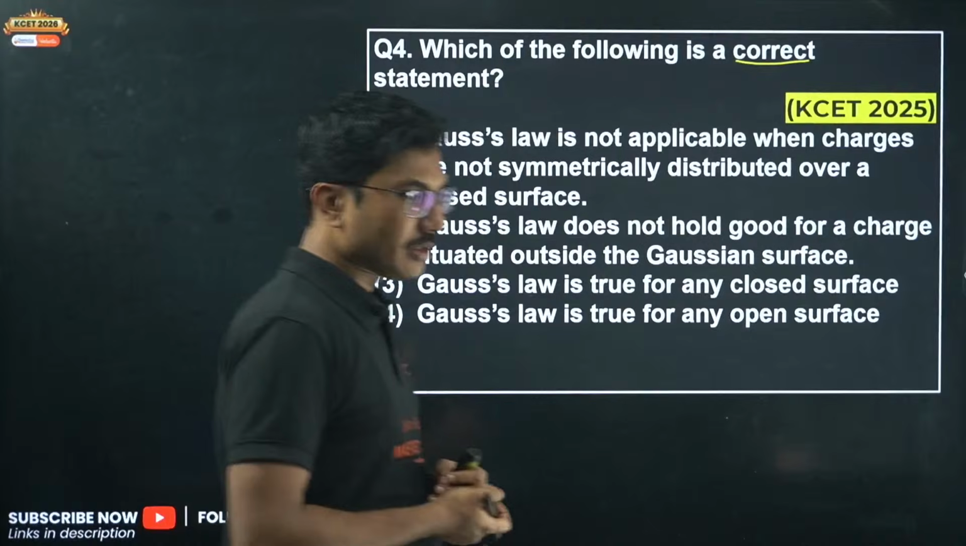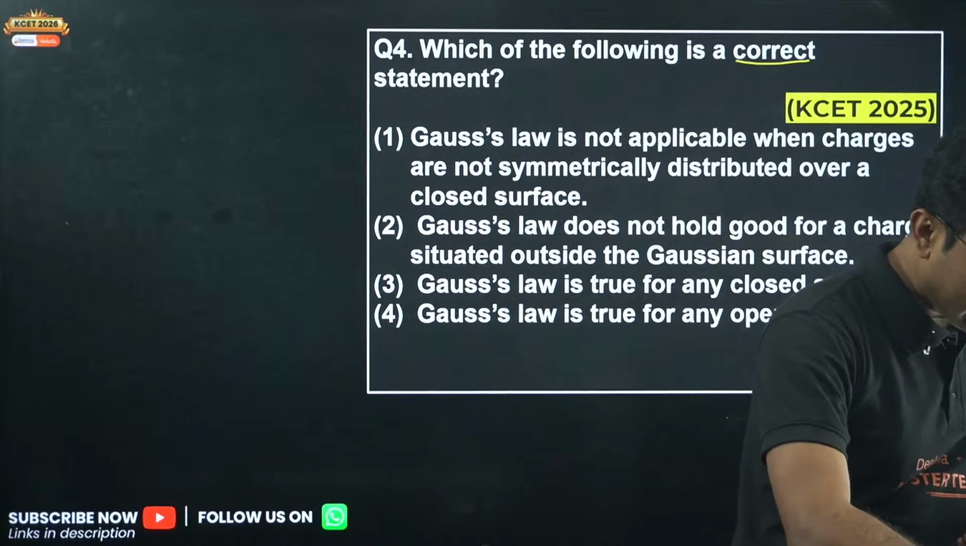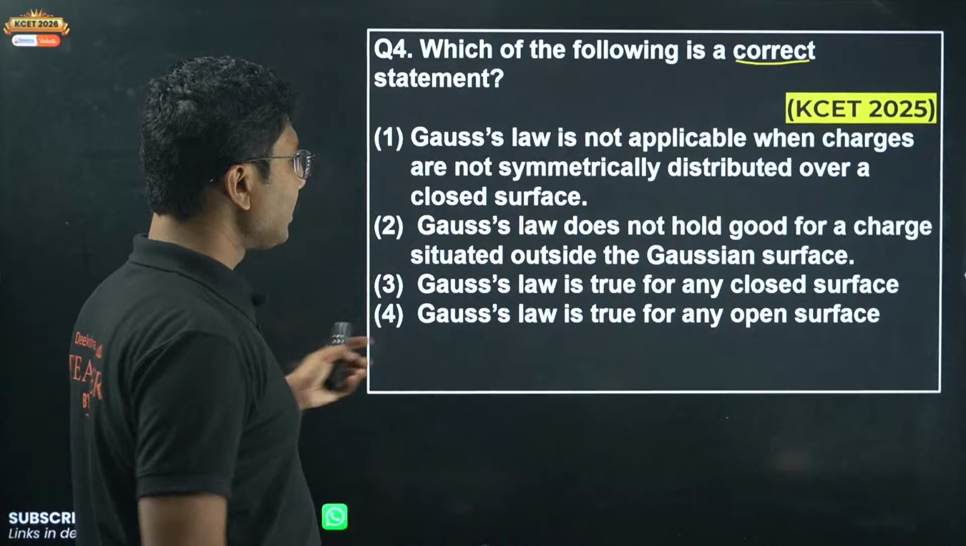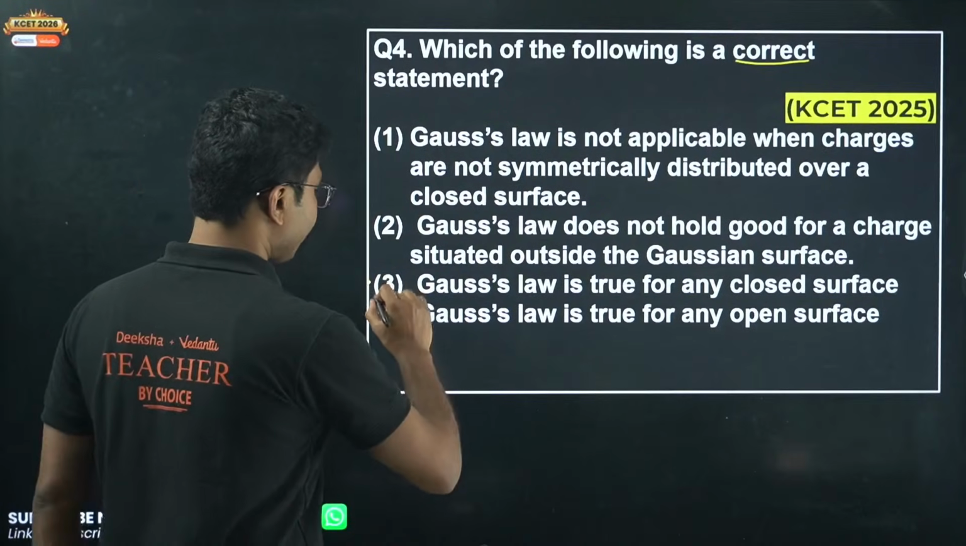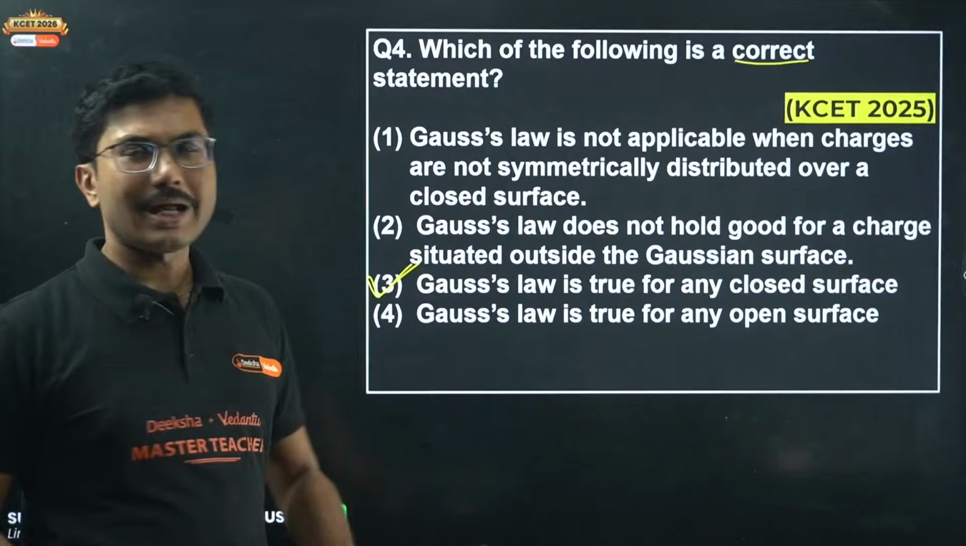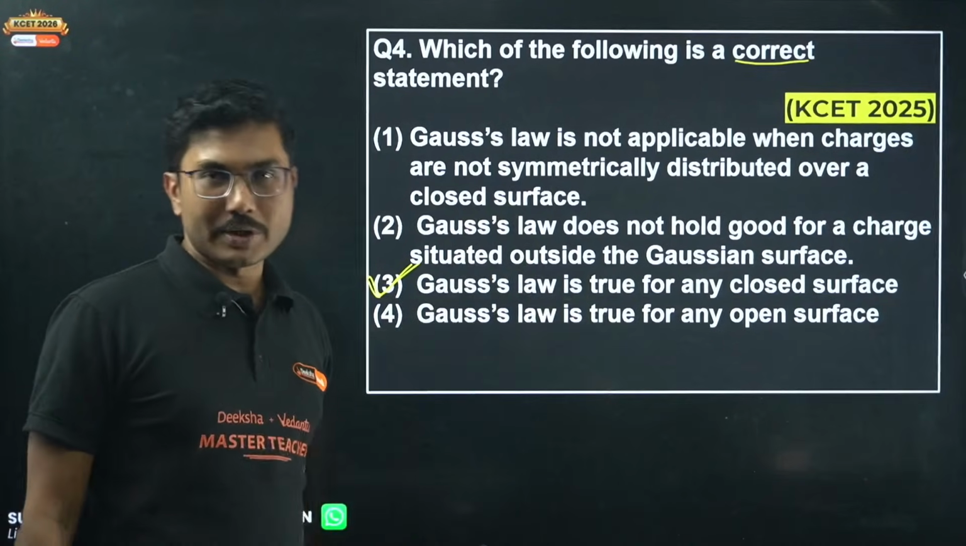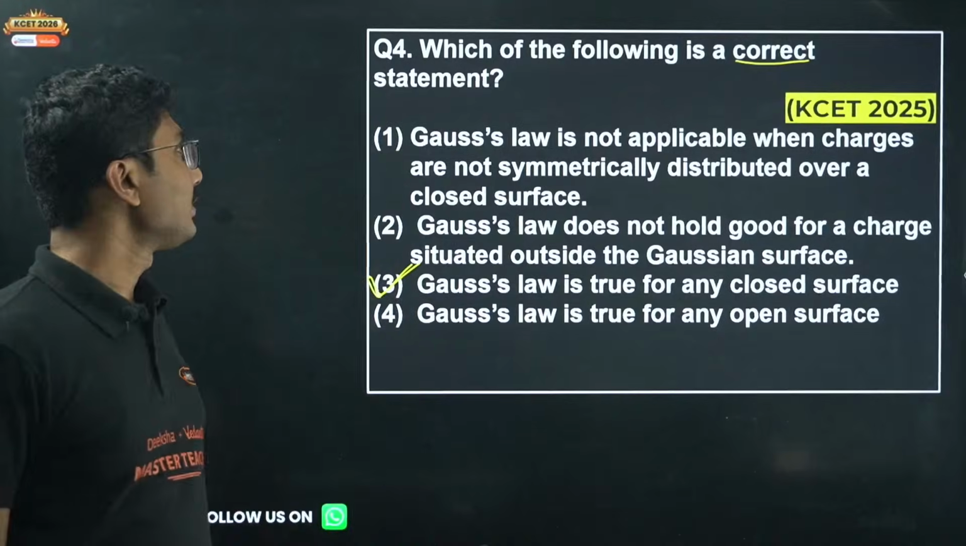Now let's see question number 4. Option C. So many of you are saying option 3. Gauss's law is true for any closed surface. Yes, Gauss's law is true for any closed surface. Remember, it is not true for open surface. It is only true for closed surface.